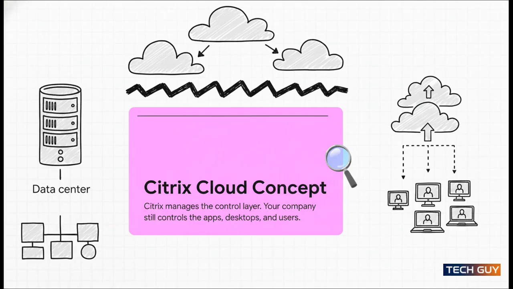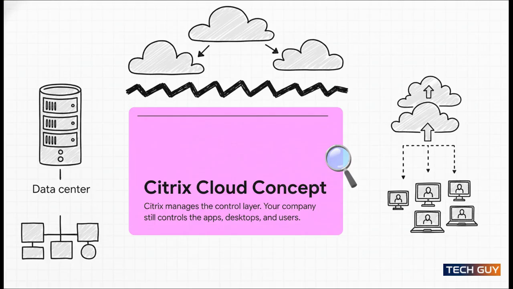Citrix Cloud is all about the management layer. Think of it as the remote control for your TV. Citrix, the company, they build, maintain, and update that remote for you. But the TV itself, your actual applications and user desktops, that can still be sitting right in your own on-prem data center. You still get to decide where your workloads live.